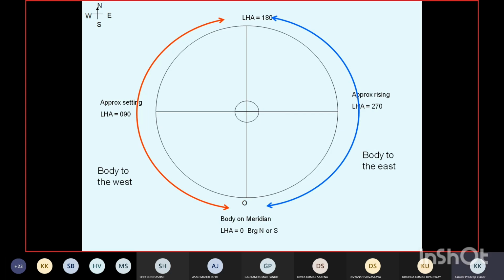If the LHA is between 180 to 360 degrees, then the body lies to the east of the observer. Don't confuse longitude with this. We are just saying the body is lying to the east of the observer or the body is lying to the west of the observer, depending upon the LHA.